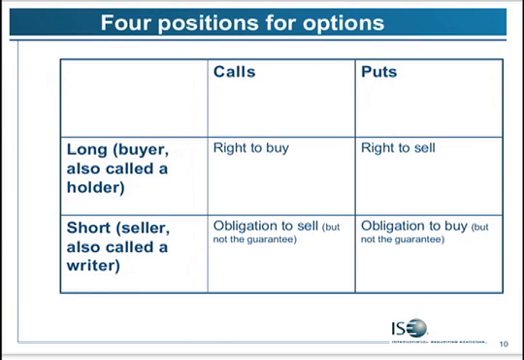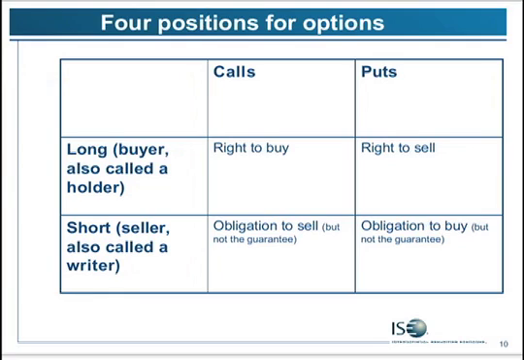So the 4 positions for options, this is very, very important. So I hope you all get this. You have calls, which is the right to buy, and you have puts, which is the right to sell. Very important. Remember, you want to think of it in terms of the base currency. Right to buy, right to sell, base currency. You have the right to buy the base currency, the right to sell the base currency. The seller has the obligation to sell, but not the guarantee. And that's the calls, and in the puts they have the obligation to buy, but not the guarantee.